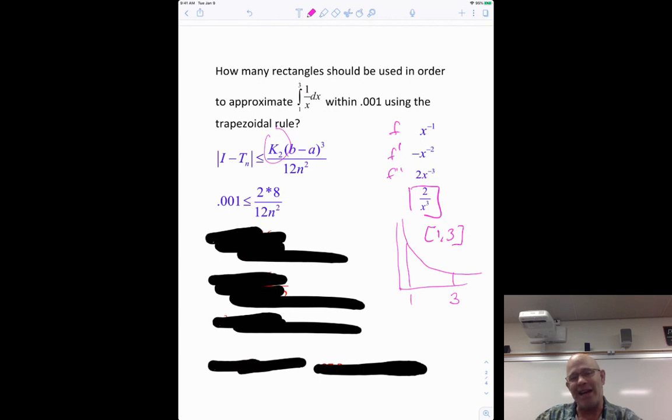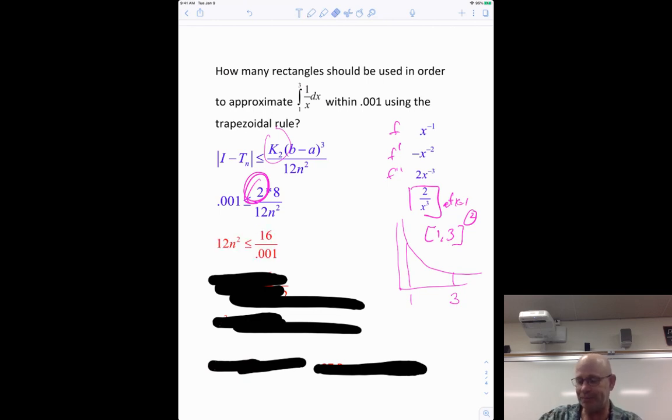And again, like I said, usually the answer is an endpoint, okay? So try those first. You can see that this function, the smaller x gets, the bigger that number gets, right? So we just want the smallest x, so it's 1. So at x equals 1, we get 2. That's that 2 right there. That's the K2. B minus a to the third power. 3 minus 1 is 2 to the third power over 12n squared. So we just got to solve this equation for n. It's pretty straightforward at this point.